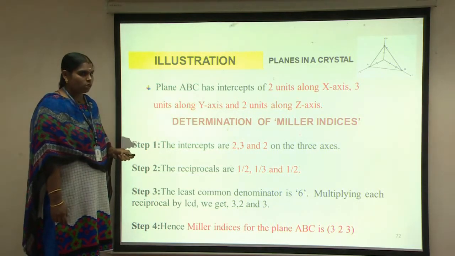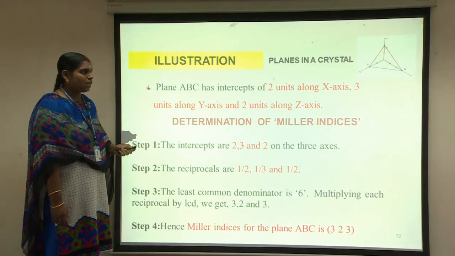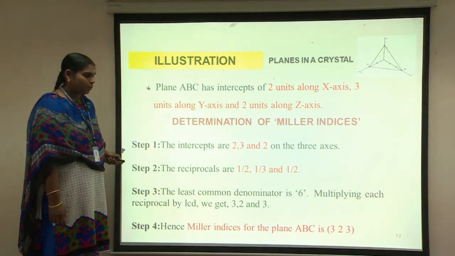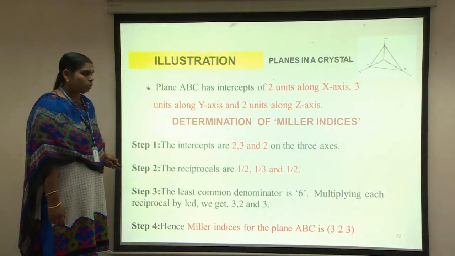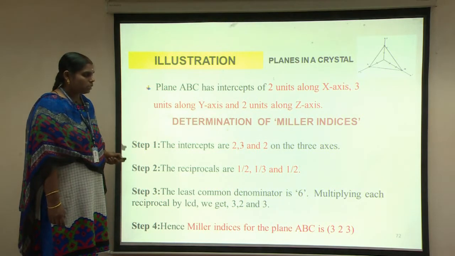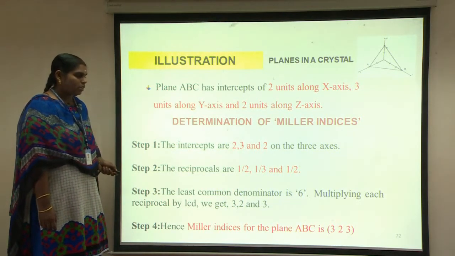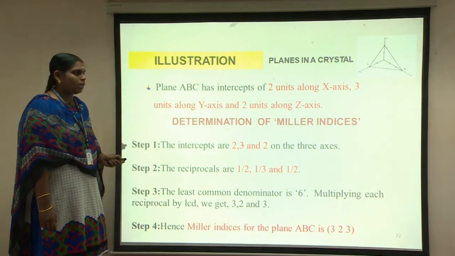So once again, let us go through this illustration. First we find the intercepts for this plane in a crystal, which are 2, 3 and 2. Find the reciprocals of those. After finding the reciprocals, find the LCD, and after that write all three numbers within parenthesis without any special characters. That is the Miller indices for the given plane. And from the Miller indices, it's quite simple to find the intercepts.